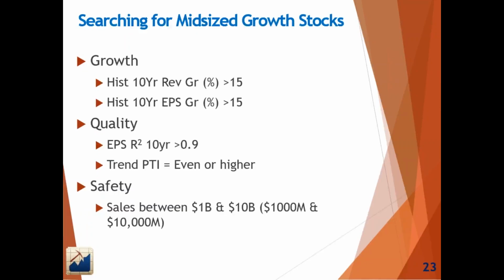So we're going to look for a group of mid-sized growth stocks today. So very simple, straightforward screen. We're going to look for companies that have a historical average annual 10-year revenue growth rate and 10-year earnings growth rate greater than 15%. For quality, we're going to look for companies that have an earnings per share R squared of 0.9 or higher over the last 10 years.